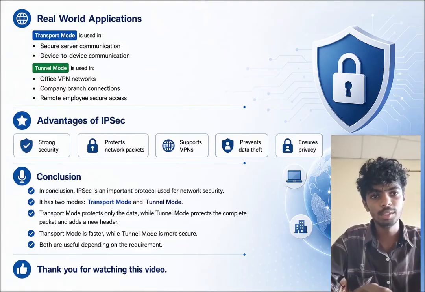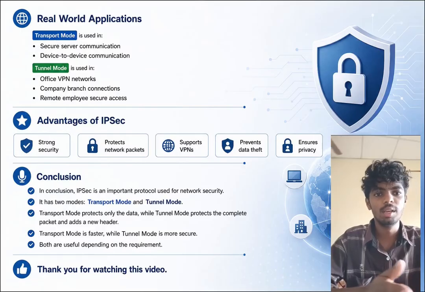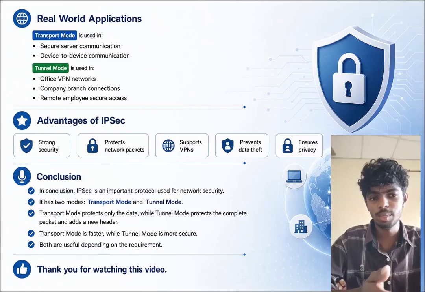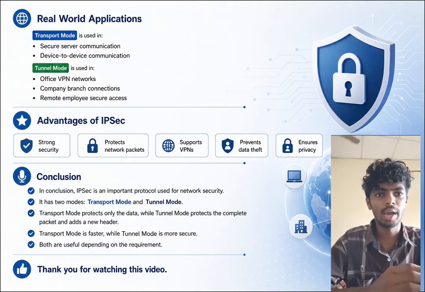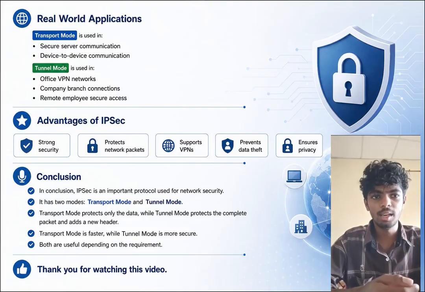Some real world applications of transfer mode are secure server communication, where they exchange confidential data safely in a small, secure communication system. Another is device to device communication between two computers within the same network. If it is the same network, then we use the transfer mode because there is no need to hide the address part. So next we have the tunnel mode.